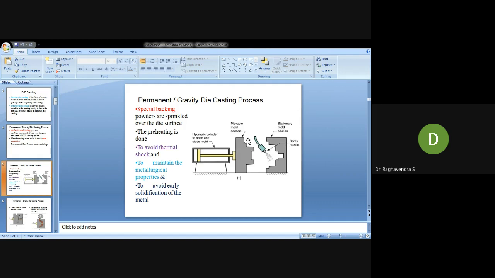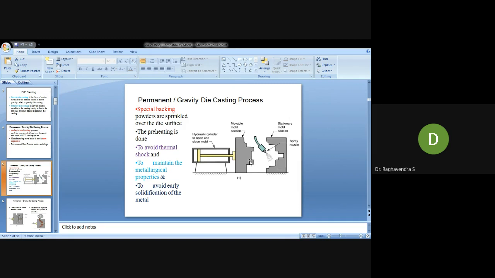So what they will do, they will spray powder over the die surface. First, initially, they will heat this die a little bit. It's called preheating of die, because when you pour molten metal, suddenly this molten metal will stick to the surface. To avoid that, they will heat this die also. Clear?